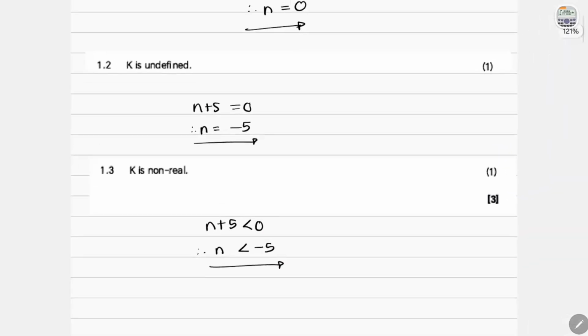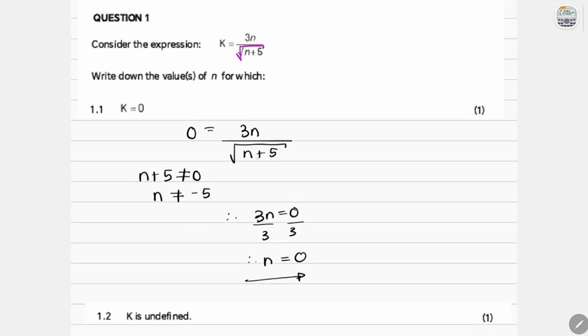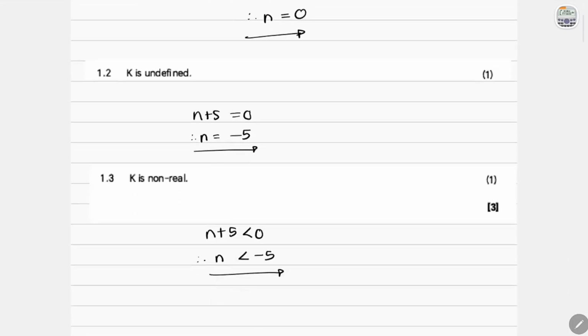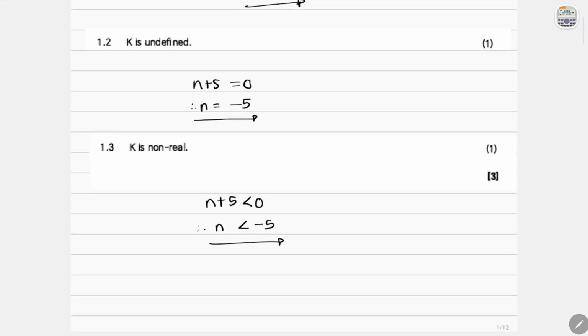If n is less than negative 5, your answer is going to be non-real because it's always going to give you negative numbers under that square root. And that is our answer, and that is it for question 1.